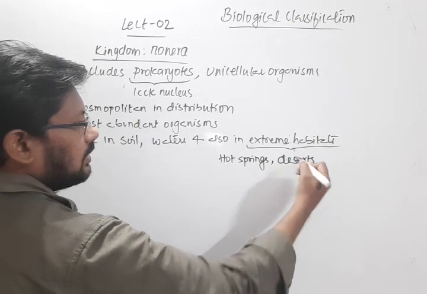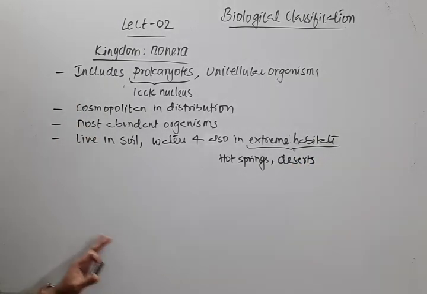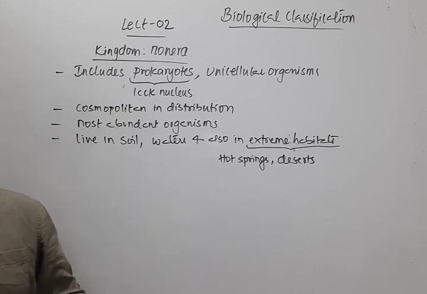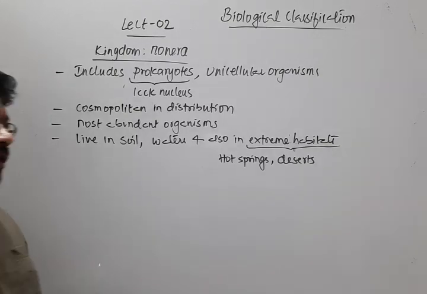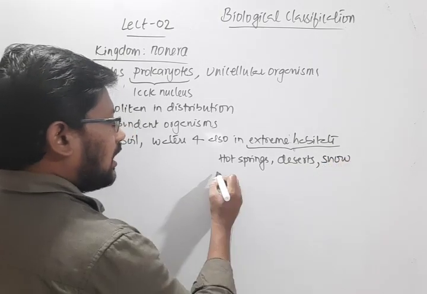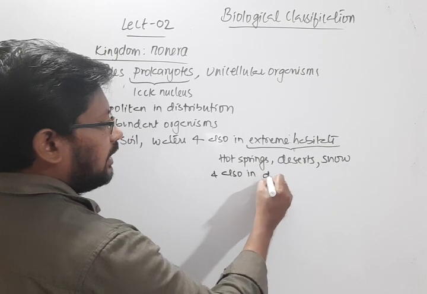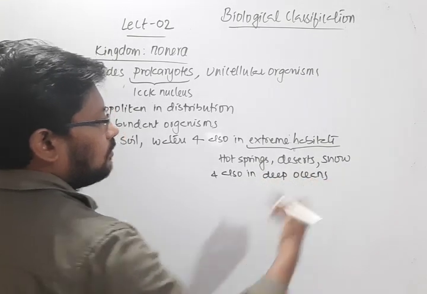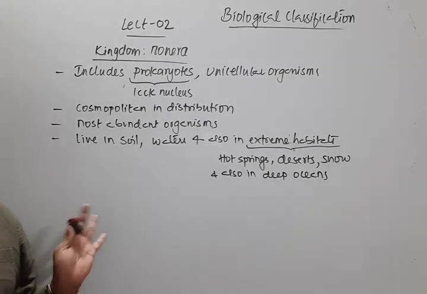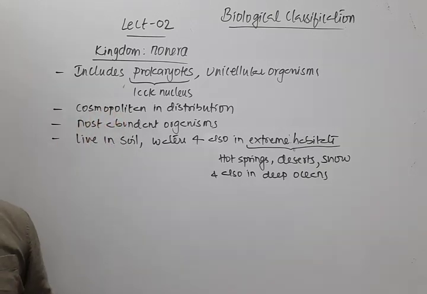Then deserts, where the temperatures go very high, and of course in hot springs also the temperatures will go to 100 degrees Celsius. And we also see them living in snow, where the temperature is very low, and also in deep oceans. So we find these bacteria growing almost everywhere. So that's why I have mentioned here, cosmopolitan in distribution. Every part of the world has bacterial presence, right?